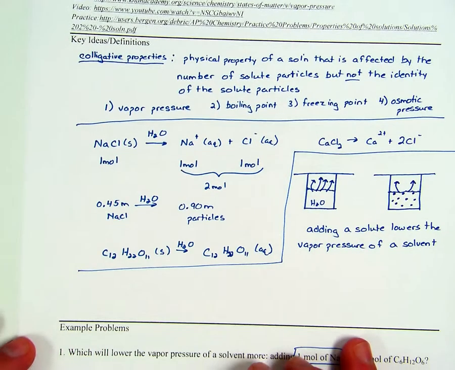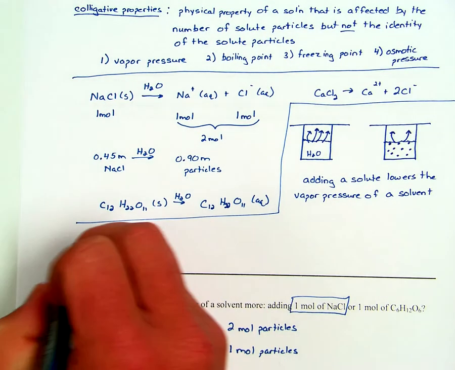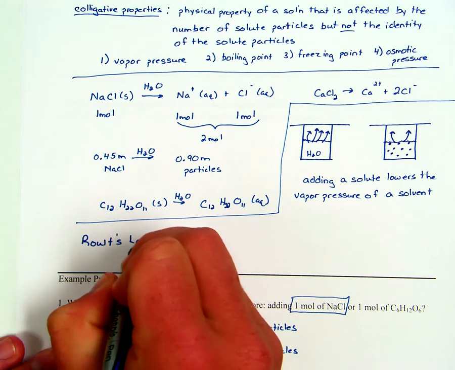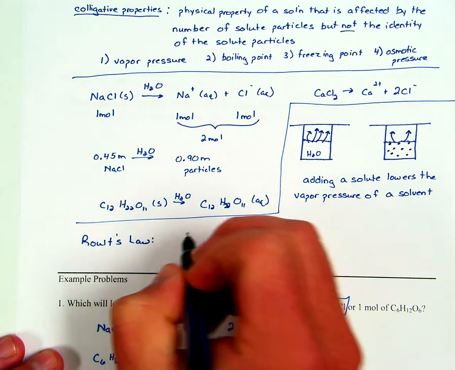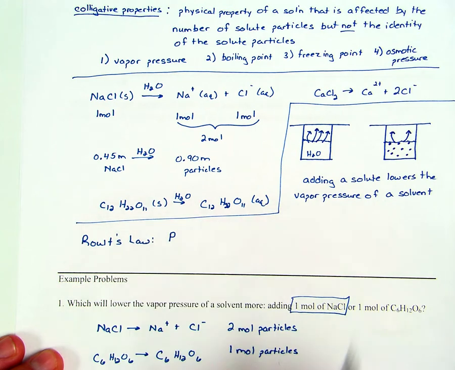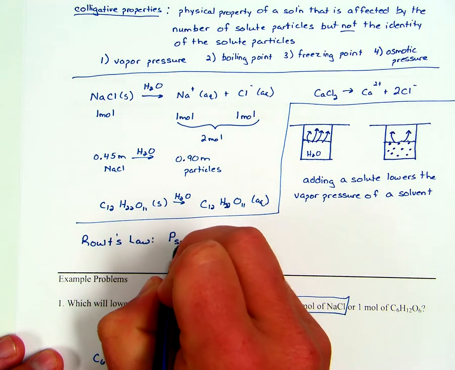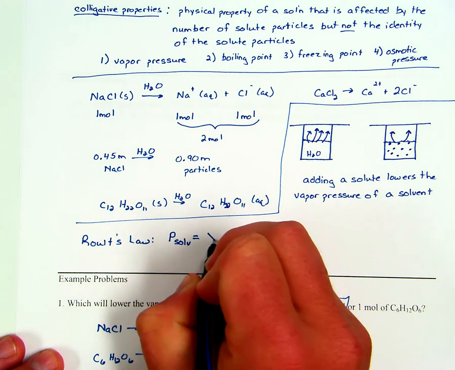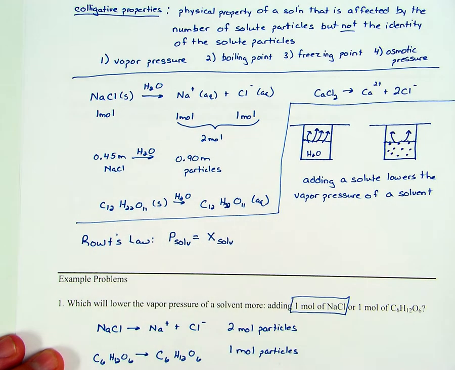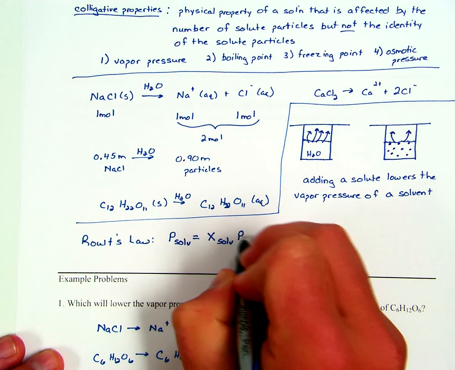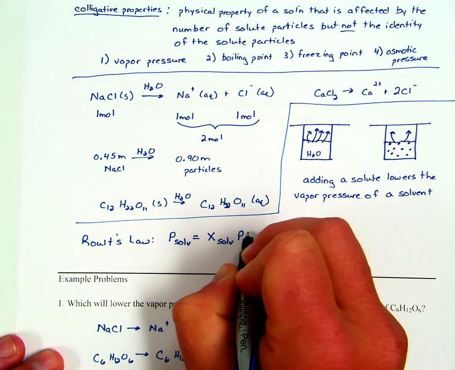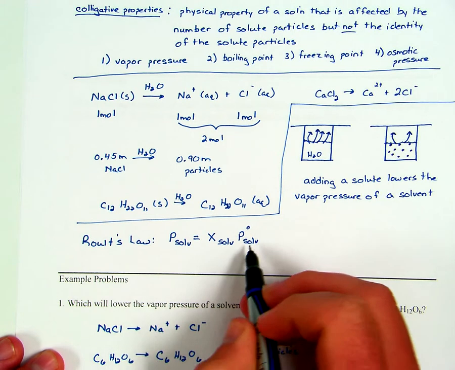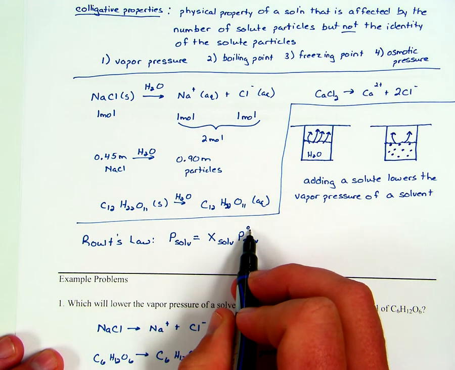And I'm just going to jot down Raoult's law, and we'll explain what it is. Raoult's law says that the vapor pressure, so I'm just going to write capital P for that, of a solvent in a solution is equal to the mole fraction of that solvent times the vapor pressure of that solvent in the pure state. In other words, if nothing were dissolved in it. And this notation here looks like a superscript 0. It's read as naught, P naught, meaning the pure solvent.